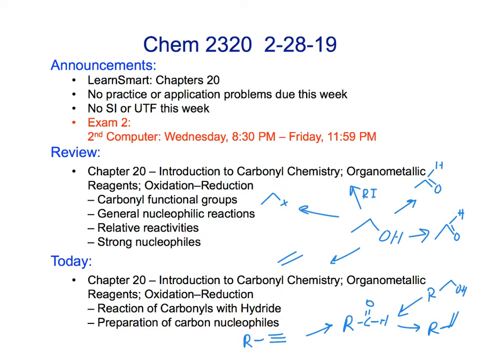What we're going to do today is look at what we kind of finished off here. We looked at the different functional groups. We looked at the two general reactions: nucleophilic acyl addition reactions if there's no leaving group, or substitution reactions if there is a leaving group. We looked at their relative reactivities and made a table of those. Then we introduced some strong nucleophiles, basically hydride and some strong carbon nucleophiles.